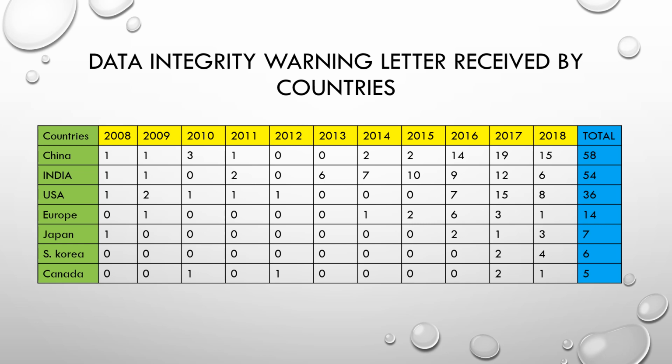So overall, it has received 58 data integrity warning letters, followed by India. So we have received 54 warning letters, followed by USA, which received only 36 FDA data integrity warning letters, followed by Europe, which received only 14 warning letters, followed by Japan 7, South Korea 6, and Canada 5. So it clearly says that China has the most data integrity warning letters for the past 10 years, from 2008 to 2018, followed by us.